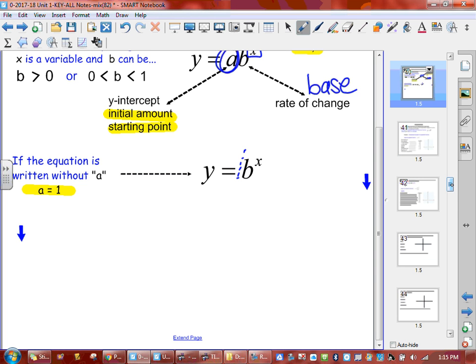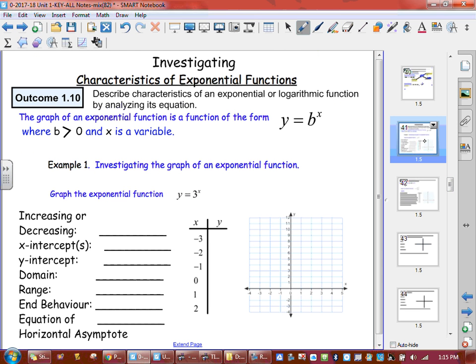So now we're going to get into what a graph of this type of equation looks like, and it's got specific characteristics. First of all, we're just going to deal with a y-intercept of 1, so our A value is a 1. Then we're going to investigate what the B does to the equation. What does B tell us about how the graph's going to look? It tells us quite a few things.